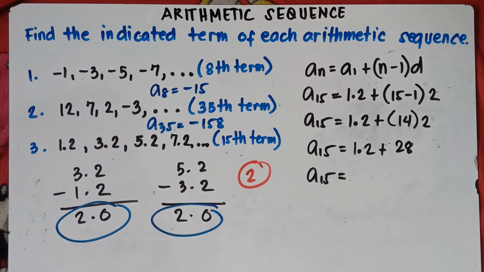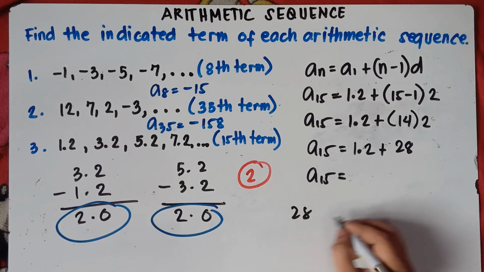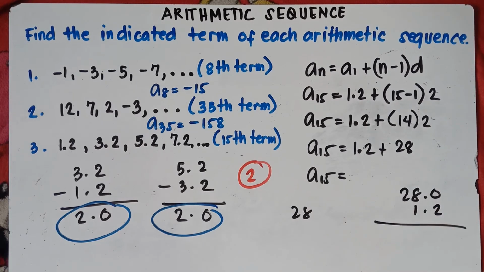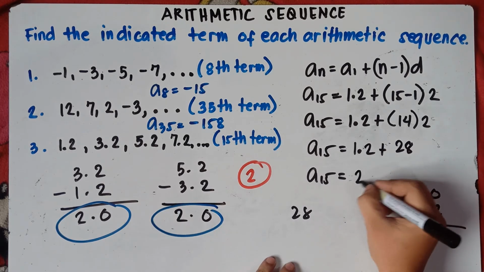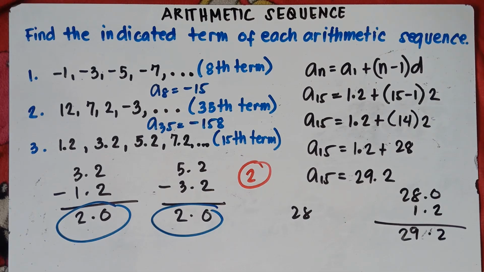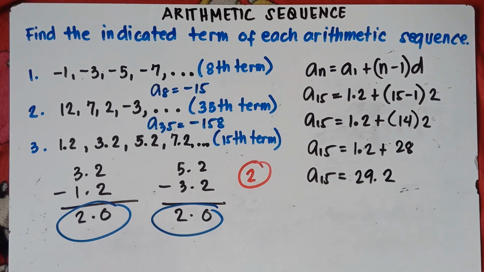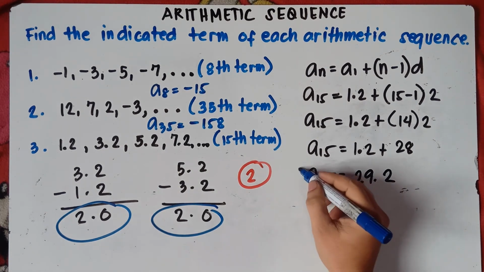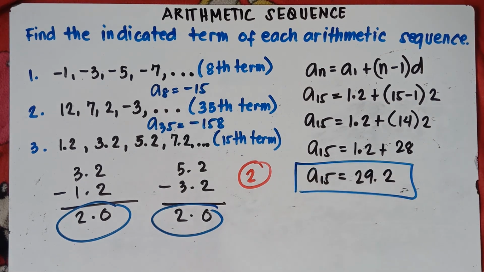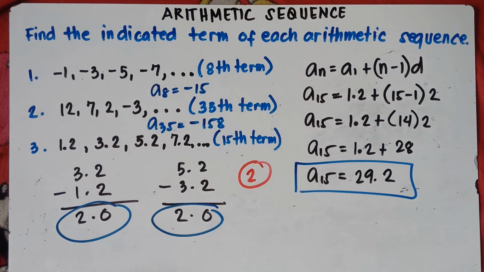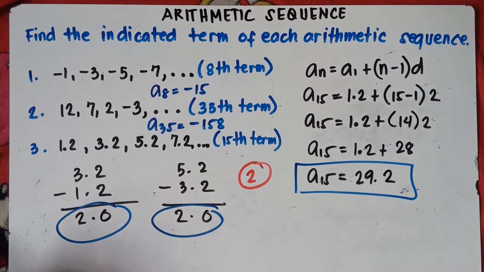Alright, so 28 plus 1.2. Understood that there's a 0 here. So you add that one, that would be 29.2. So the answer is 29.2. Alright, so that's it, class. That's how you find the 15th term, 29.2. So that will be your A sub 15, 29.2. So that's it, class. That's how you solve or find the nth term given those arithmetic sequences.